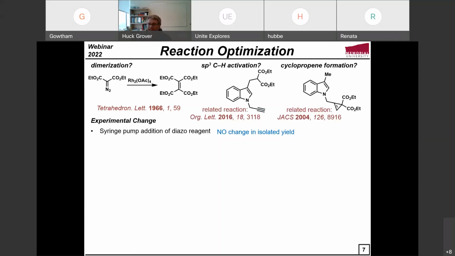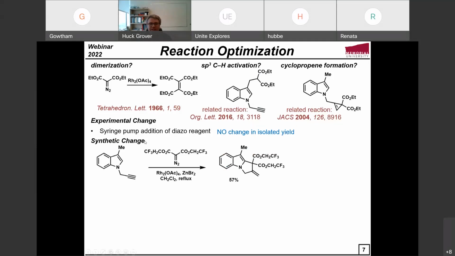And this was predicated by the fact that every time we ran a reaction, we could see a bulk of our mass that looked like both components were there, the diazo reagent and the indole, but there were just too many products to fully elucidate. So what we decided next was if we could change slightly the diazo structure, we might be able to elucidate some of these byproducts. And as a happy coincidence, when we changed to these trifluorodiester diazos, we got an increase in yield to 57% from 47%.